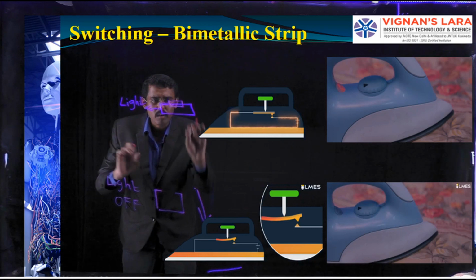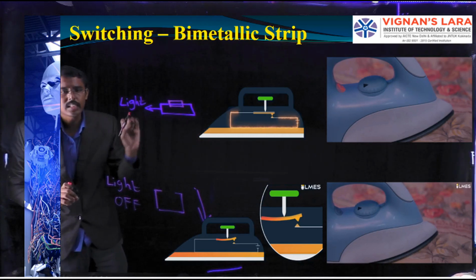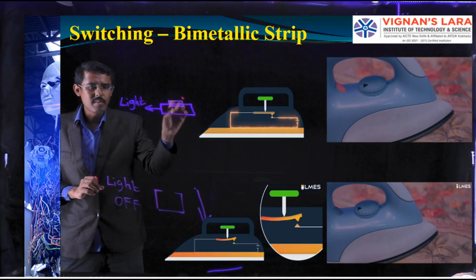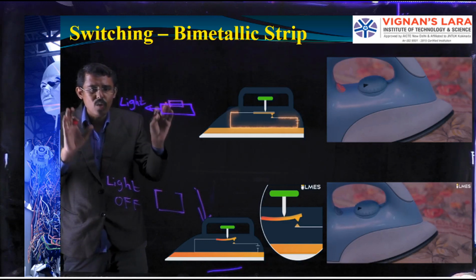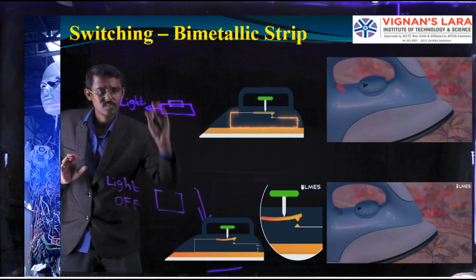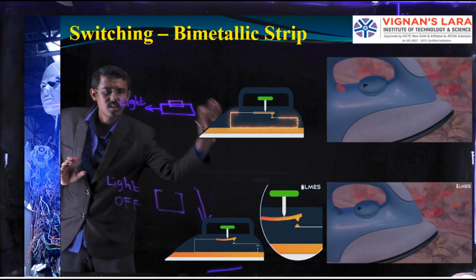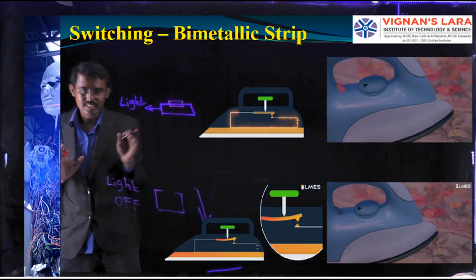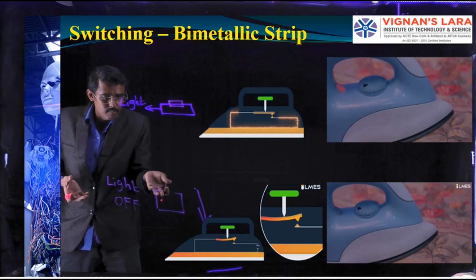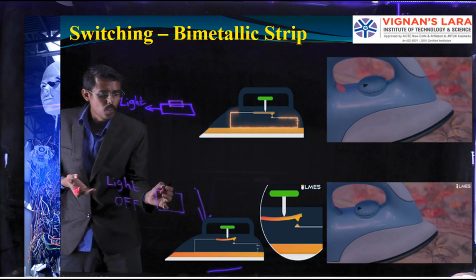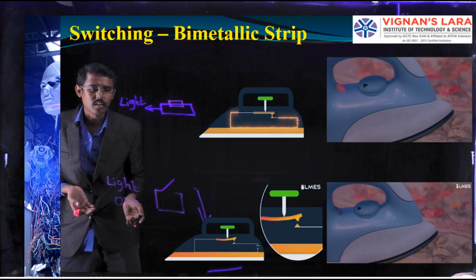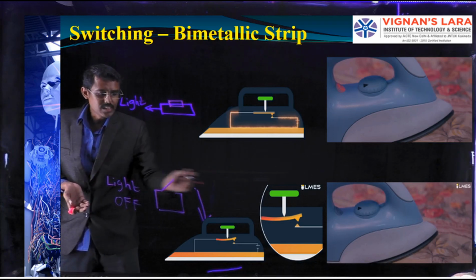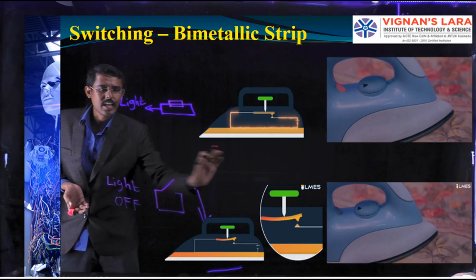For example, by using the bimetallic strip, I am telling. When the bimetallic strip has not absorbed heat, it is in the circuit. We are using it for switching on, switching off. So therefore, in the circuit, the light blinks. But in the same case, when the bimetallic strip absorbs the heat, it opens up here. Therefore, the power circuit is not closed, therefore the light will not blink.